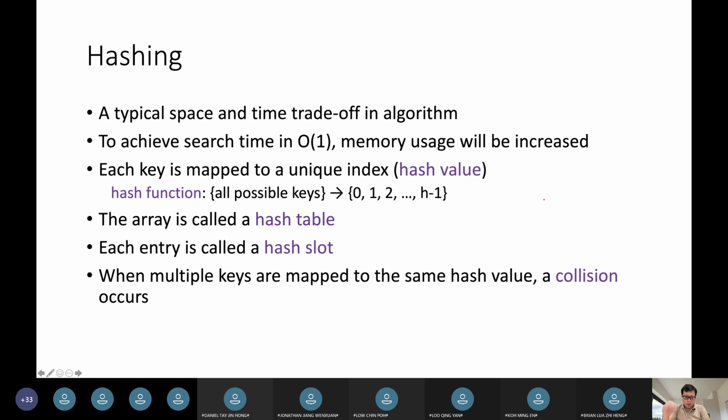Okay. And then when multiple keys are mapped into the same hash value, then we know that a collision occurs, right? Because when we have the key, we apply the hash function. Then if we have so many keys, somehow there will be collisions, okay? And we also have the load factor. It's just the number of keys divided by the hash table size, okay?